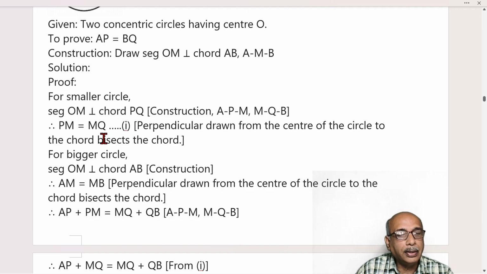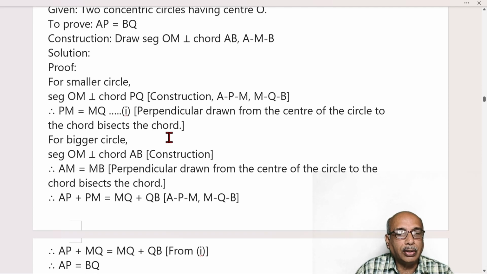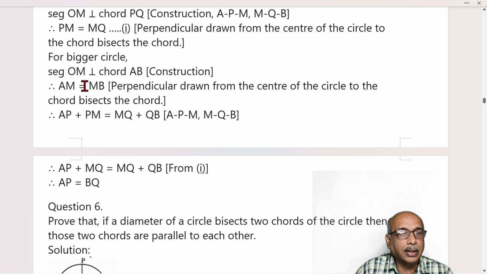So PM equals MQ. Reason: same perpendicular, that is the theorem only. A perpendicular drawn from the center of the circle to the chord bisects the given chord. For the bigger circle, OM is perpendicular to chord AB. By construction, AM equals MB, by the same theorem: a perpendicular drawn from the center of the circle to the chord bisects the given chord.